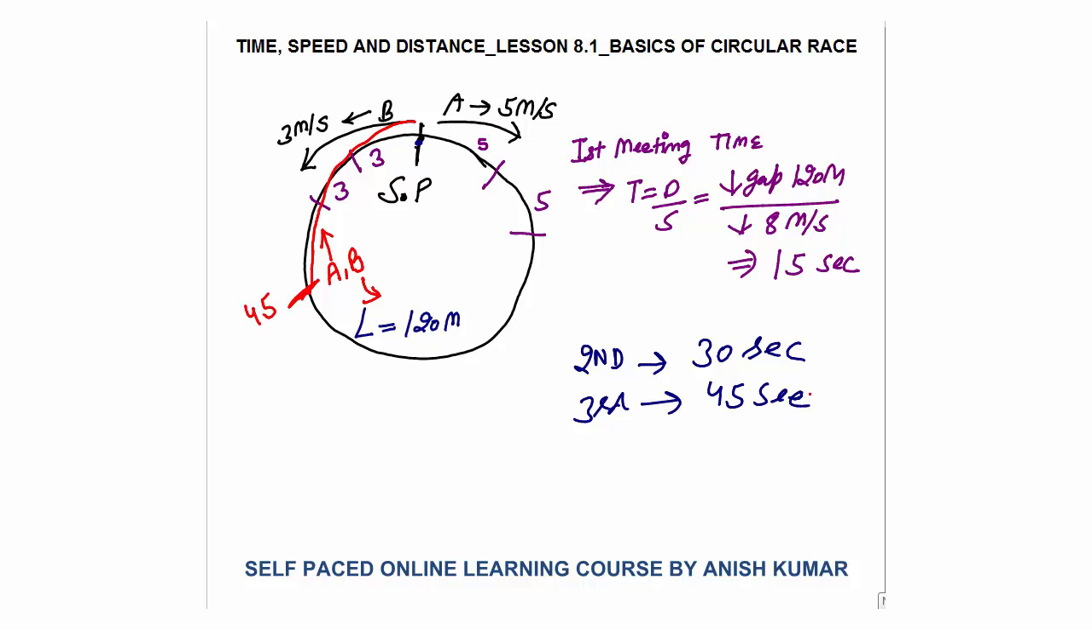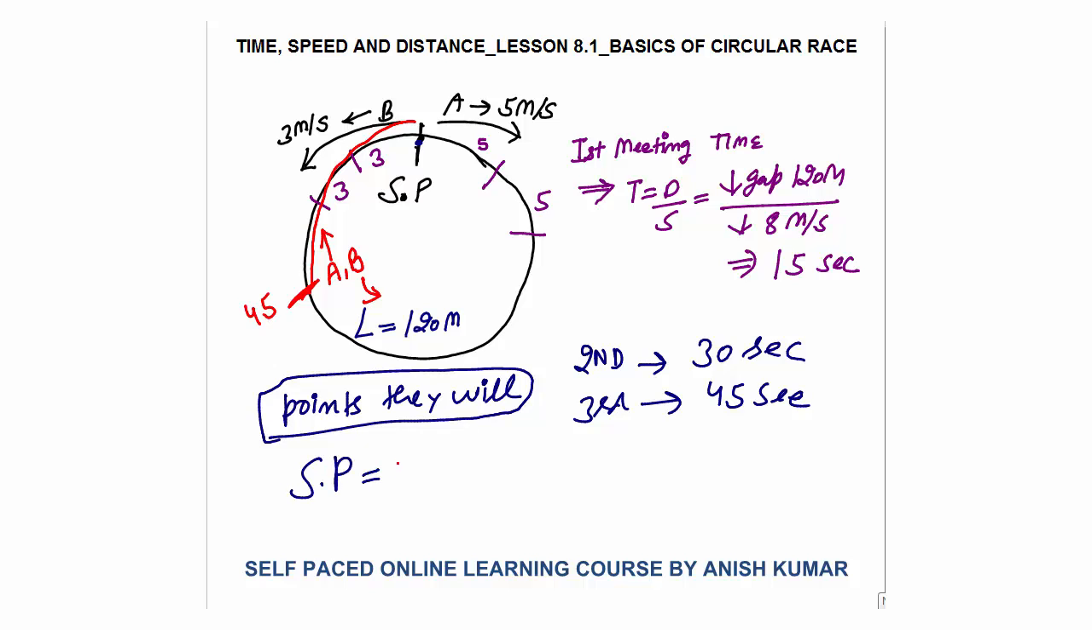Now, at how many distinct points will they meet? This is the question that can come. At how many distinct points will they meet? Now you can see that there is a meeting at the starting point. The meeting at the starting point is at 120 seconds.